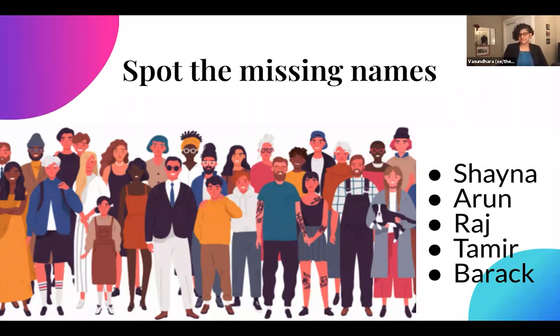I would like you to guess whether these names are in the CMU dict or not. So let's start with Shayna. You can just say Y for yes and N for no in the chat.